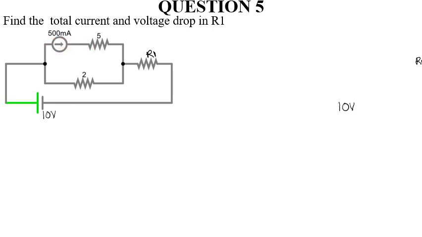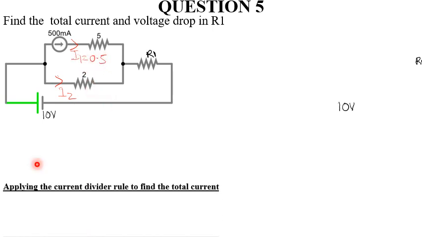Let's name them. This one is I1, and here this is I2. I1 is 0.5 because they've given it to us. So if we want to find the total current, we have to apply the current division rule. To find the current in this branch, we would take 2 divided by 2 plus 5 times the total current, which equals I1. But now we know the value of I1 as 0.5, so we can write it this way.